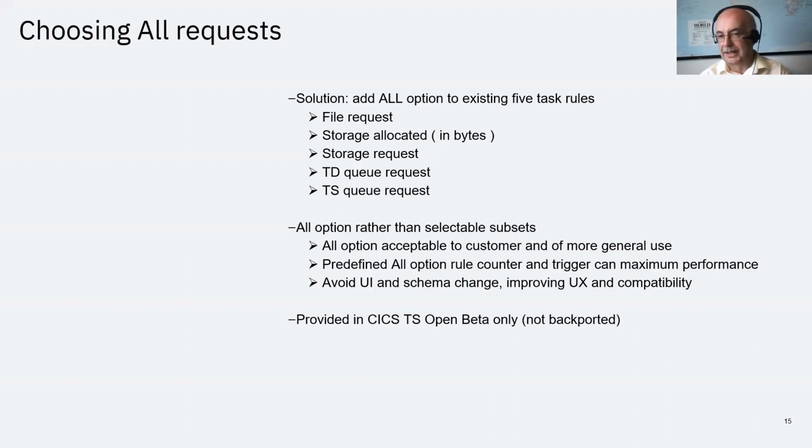and also storage allocated, because that policy allows you at the moment to say, well, I want to trigger a policy when the number of bytes of storage in 24-bit storage or 31-bit storage, and so now you could say all storage. So we've applied it to those 1, 2, 3, 4, 5 existing task rules. So you've now just got an all option.